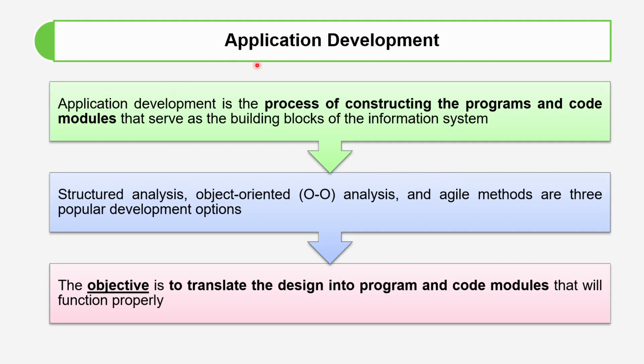Moving on to application development. Application development is the process of constructing the programs and code modules that serve as the building blocks of the information system. Structured analysis, OO analysis, and agile methods are three popular development options. The objective is to translate the design into program and code modules that will work properly.